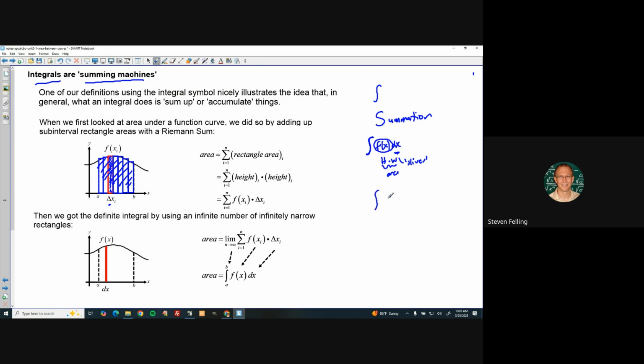But what that means is that this can be anything as long as it's being multiplied by a little infinitely small quantity over here. So you can sum other things. You don't have to have areas out here. There's other things that we're going to explore. But we'll start with area.